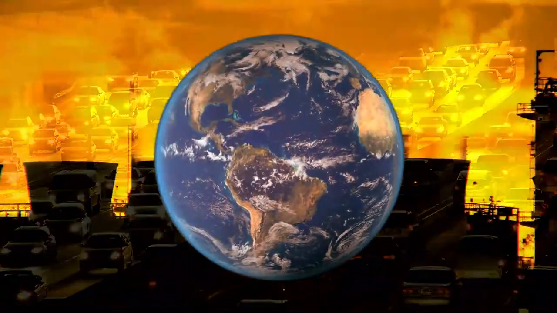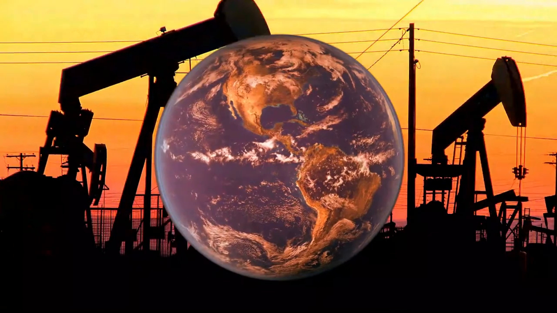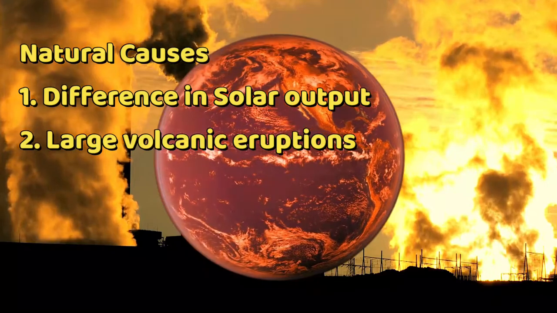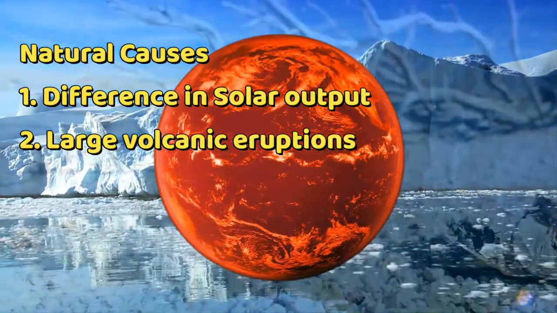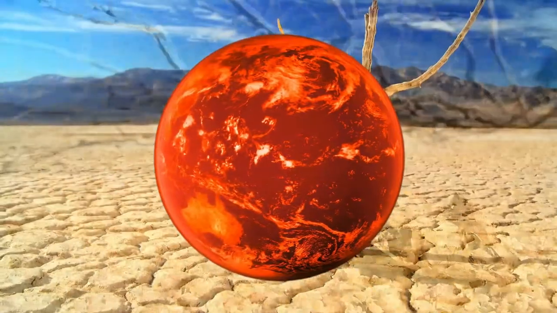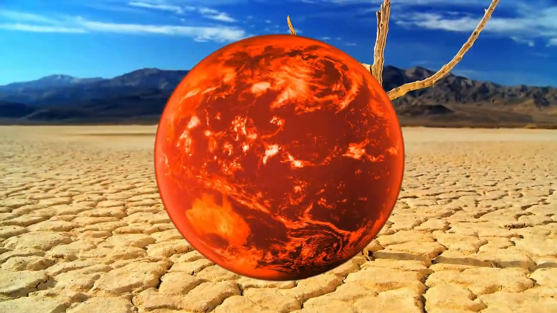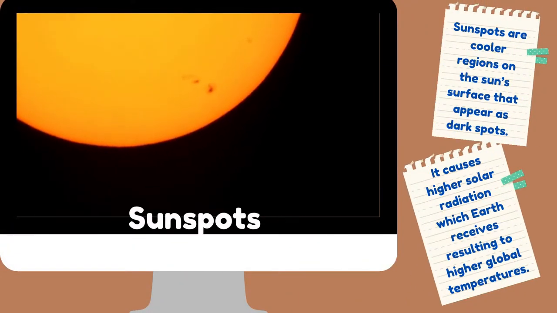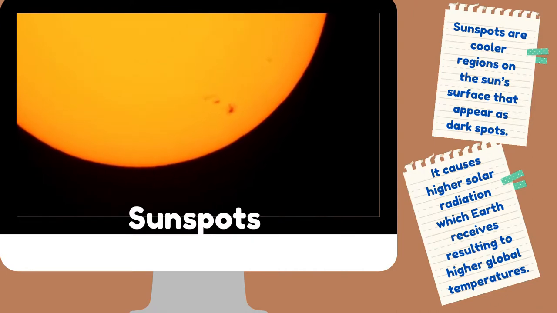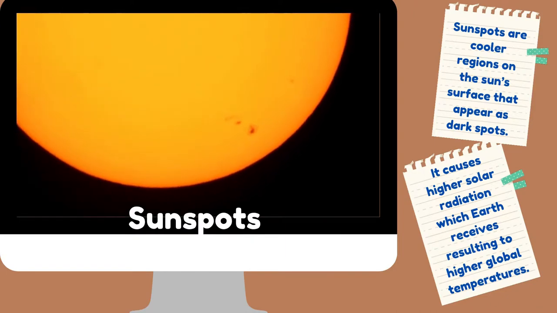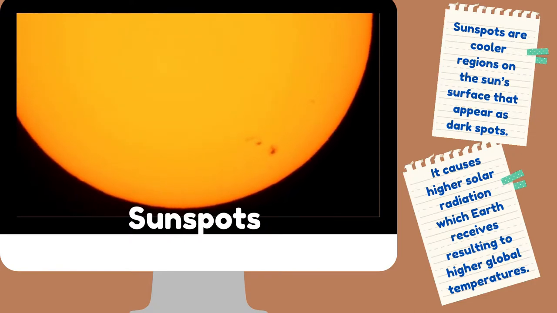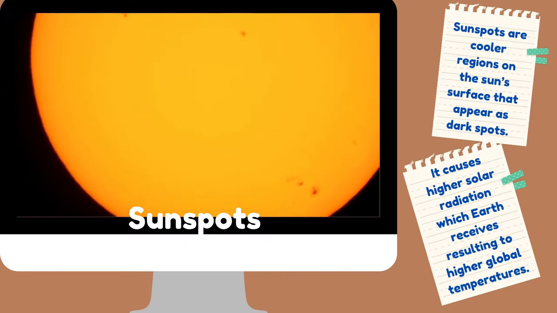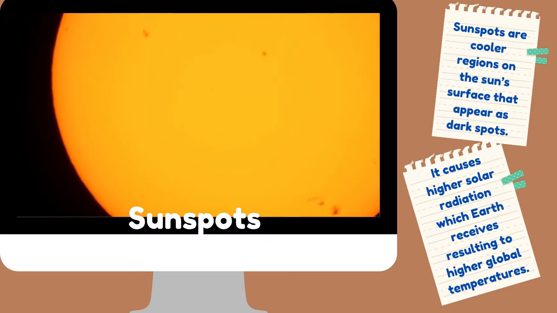Did you know that our nature can also cause climate change? Yes, that's correct. Natural causes include difference in solar output and large volcanic eruptions. Number 1. Sunspots. Sunspots are cooler regions on the sun's surface that appear as dark spots. When the number of sunspots increases, it causes higher solar radiation which Earth receives, which coincides with higher global temperatures.